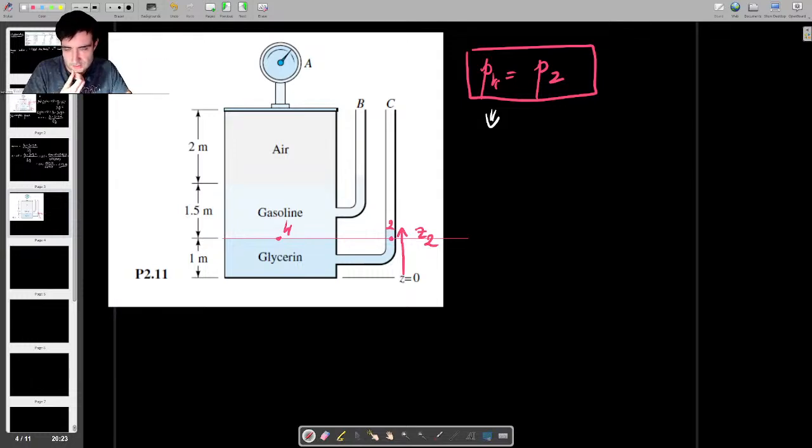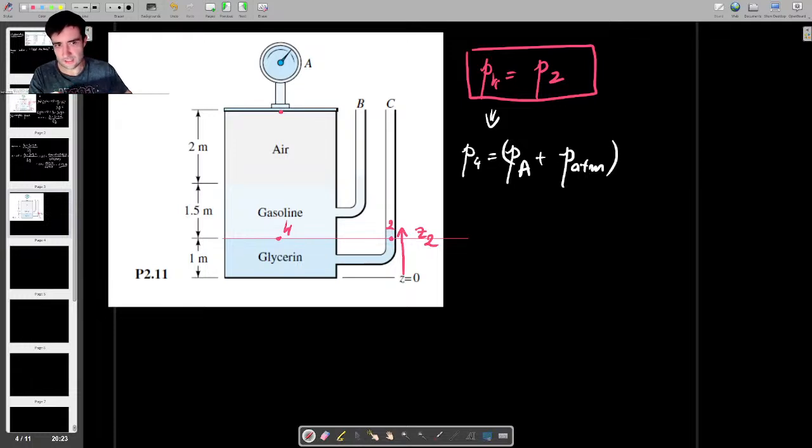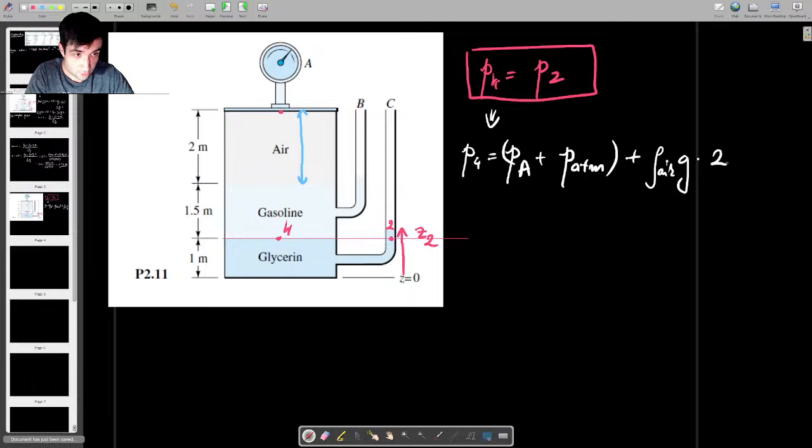So the pressure at 4 is due to the pressure at A. Basically, every layer is pushing down onto point 4. First of all, we have the pressure at A. So I'm going to break it down like this. The pressure P4 is equal to capital PA plus the atmospheric pressure, because PA is gauge, so we add atmosphere and we get absolute. Plus, then we have to take into account this much of the column of air, basically. So that's going to be density of air times g times 2.